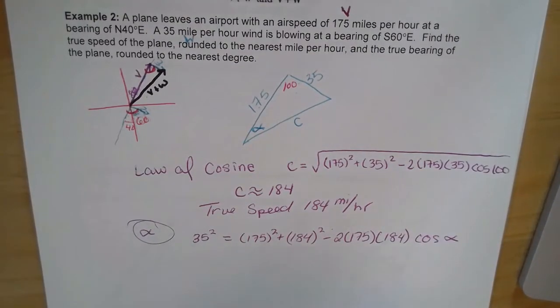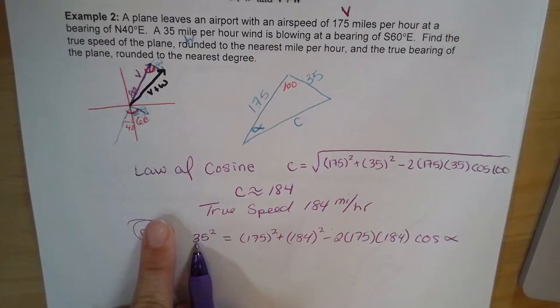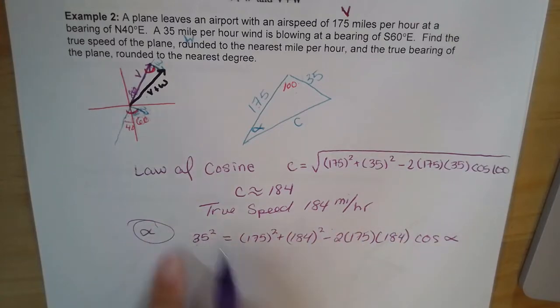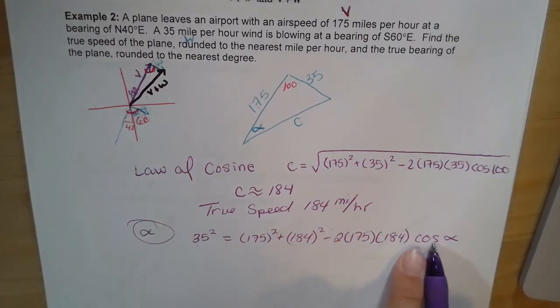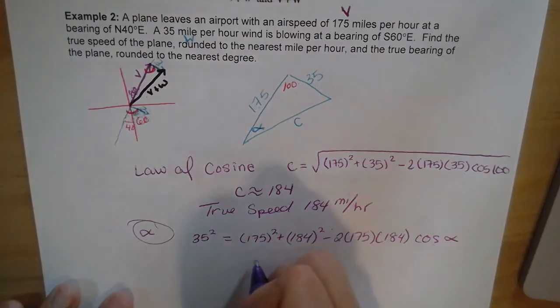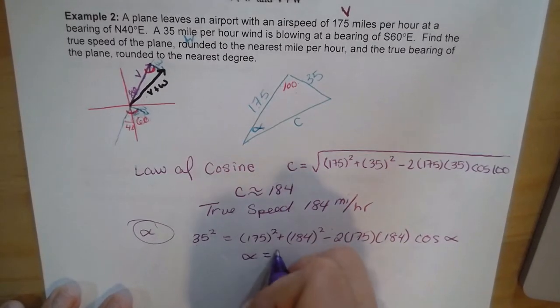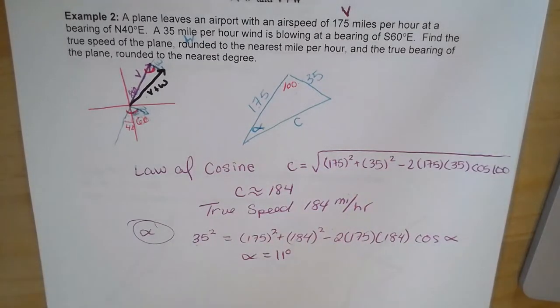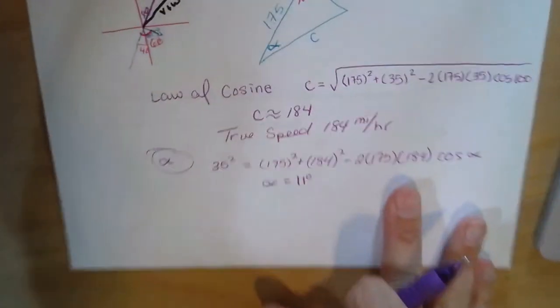Be careful with your algebra here. Remember, we could combine these guys, subtract that over, divide that over, and then how do you get rid of cosine? Inverse cosine. Okay, so I'm going to just give you the answer right away, but if you need practice doing that, make sure you go back to your other notes, or you can try it yourself and see if you got that same answer. So when I get all through that, I end up with alpha equals 11 degrees. Okay, now that is not the true bearing.